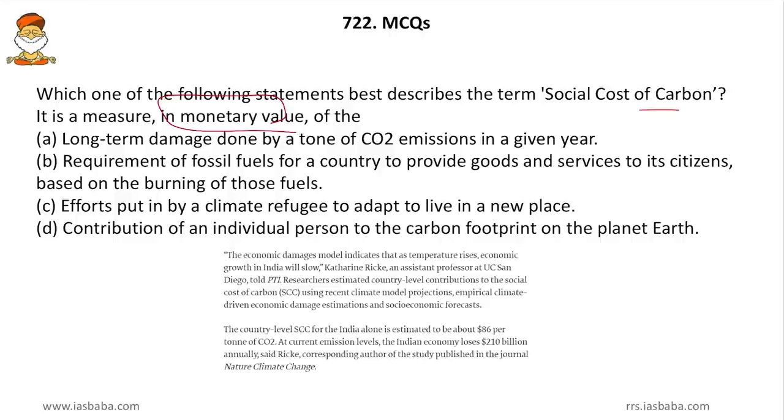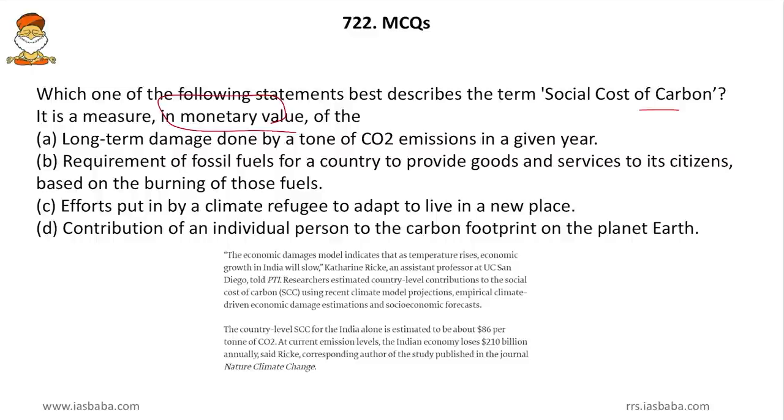And then, efforts put in by a climate refugee to adapt to live in a new place. So friends, by seeing the word climate refugee, we feel that this option is very near to the answer. However, what kind of efforts is he putting? Whether those efforts are eco-friendly in nature, those things are not given. The efforts are only to make a livelihood, and whether he will make the livelihood once again by burning carbon or not is vague here. Then, contribution of an individual person to the carbon footprint on planet Earth.